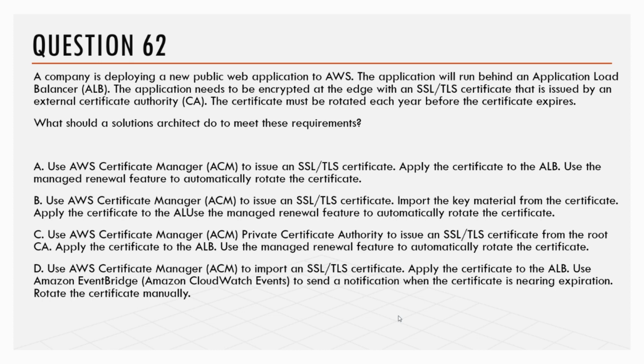Option C. Use AWS Certificate Manager Private Certificate Authority to issue an SSL/TLS certificate from the root CA. Apply the certificate to the ALB. Use the Managed Renewal feature to automatically rotate the certificate. Now let's look into option D. Use AWS Certificate Manager to import an SSL/TLS certificate. Apply the certificate to the ALB. Use Amazon EventBridge, Amazon CloudWatch Events to send a notification when the certificate is nearing expiration. Rotate the certificate manually.